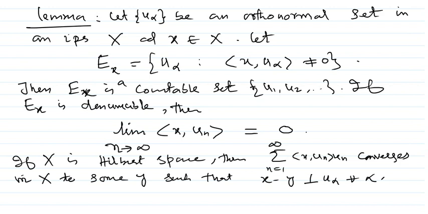So given an orthonormal set, the set E_x, for any x in X, the set E_x is countable. If it is countably infinite, then this limit is equal to 0, and in that case, if X is a Hilbert space, the series converges in X. Suppose it converges to some point y, then the difference x minus y will be orthogonal to u_alpha for each alpha.